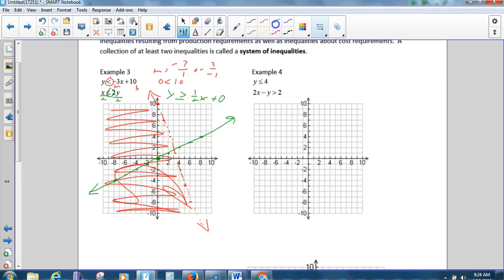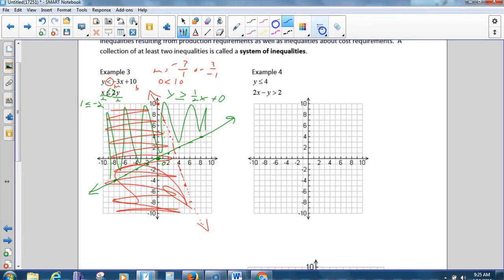And now I have to figure out what to test. I can't use 0, 0. So I'm going to use another easy one. I'm going to pick right here, 1, -1. So I'm going to put 1 in for x. 1 is less than or equal to 2 times -1. Is 1 less than or equal to -2? No, it's not. That means when I shade, I'm going to shade up and to the left.